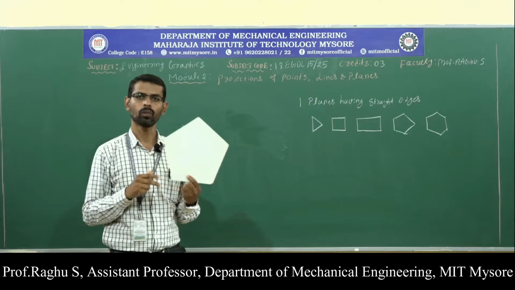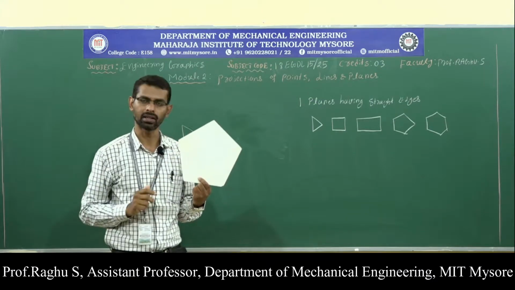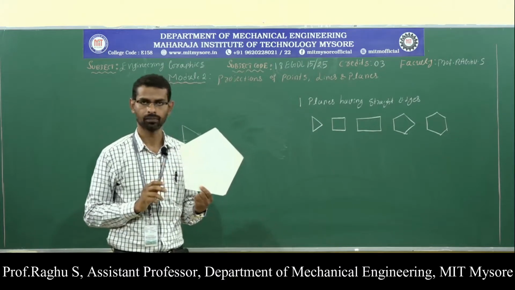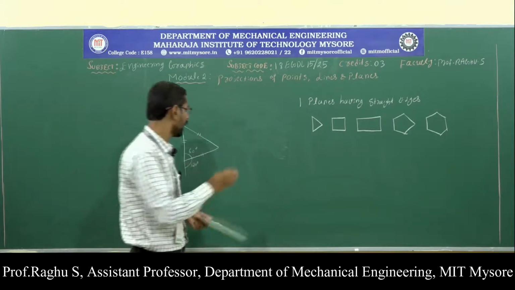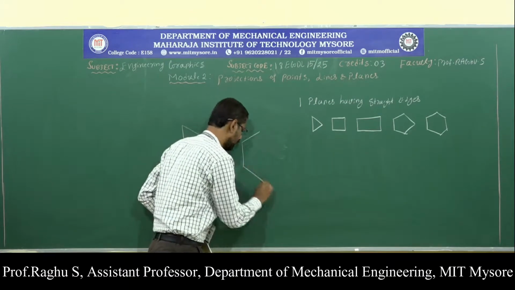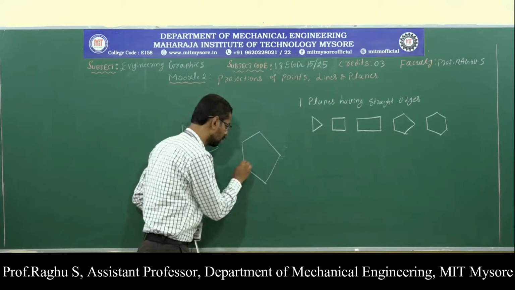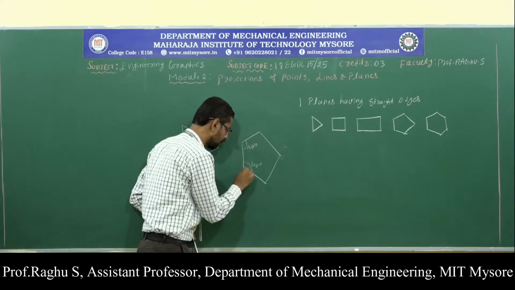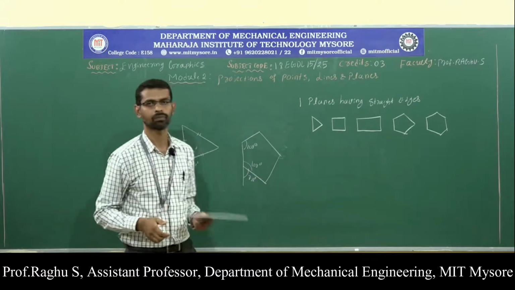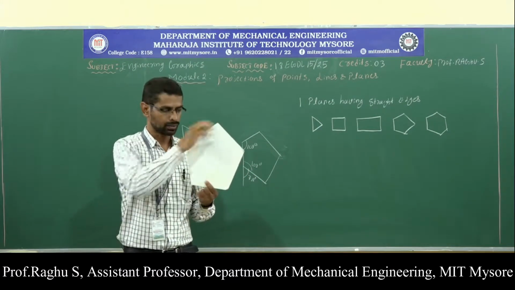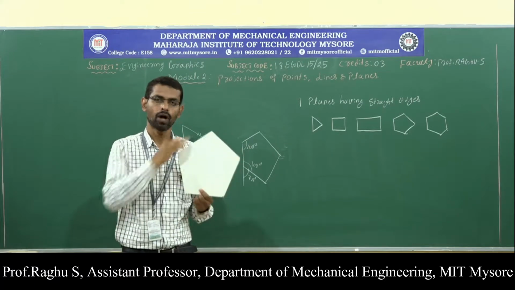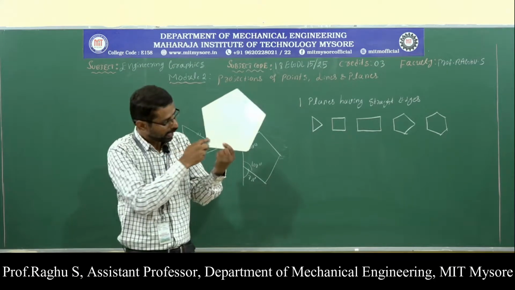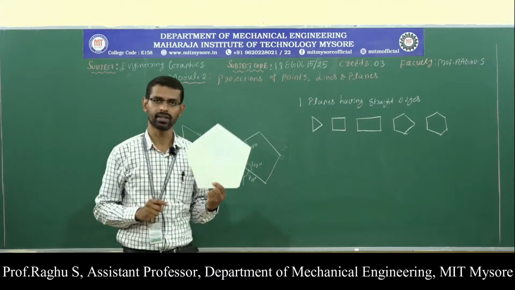Next one, pentagonal lamina. A pentagonal lamina consists of 5 sides and 5 angles. If all sides are equal, then it is called a regular pentagon. For a regular pentagonal lamina, all sides are equal, the interior angle is 108 degrees and the exterior angle is 72 degrees.